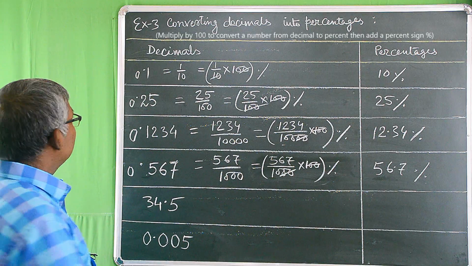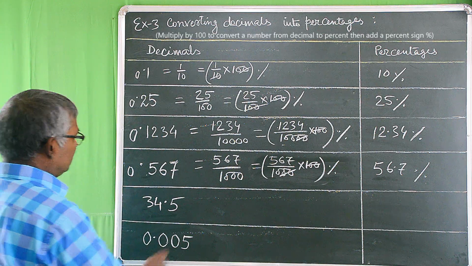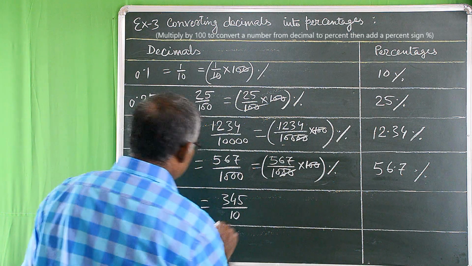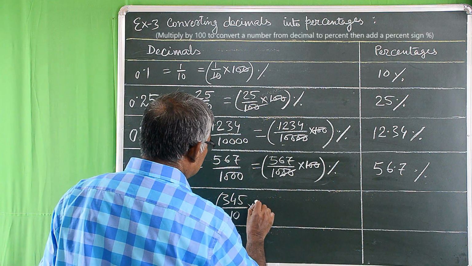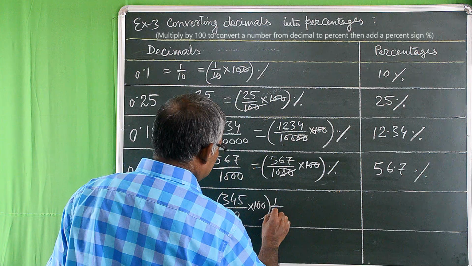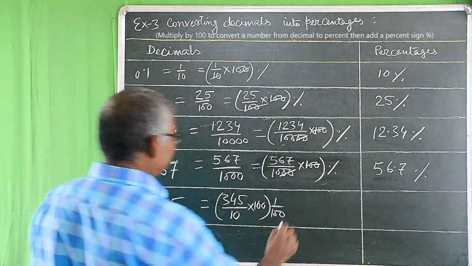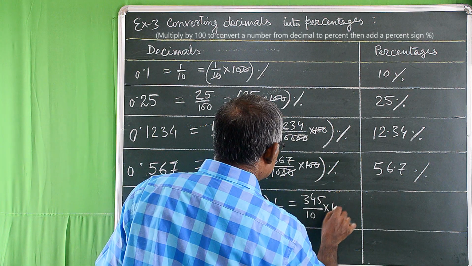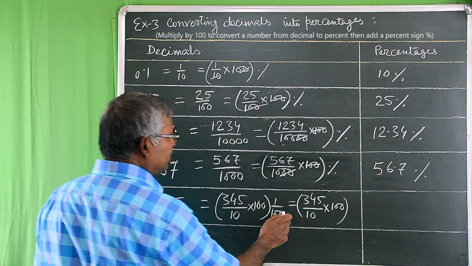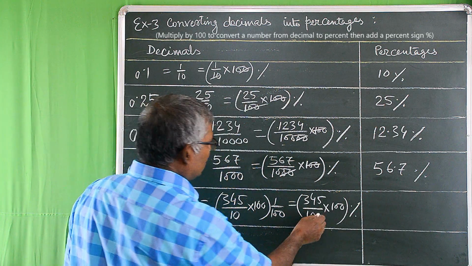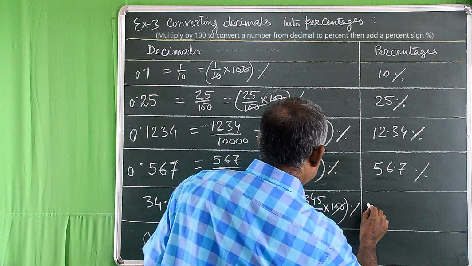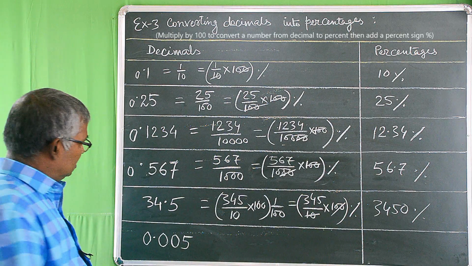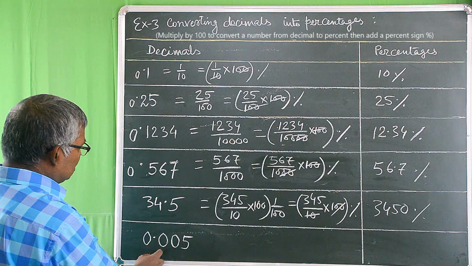Students, let us consider the next number 34.5. This can be written as 345 by 10, and we are multiplying the number by 100 and dividing the same number. This can be written as 345 by 10 into 100. 1 by 100 means percent, so it is 3450%.